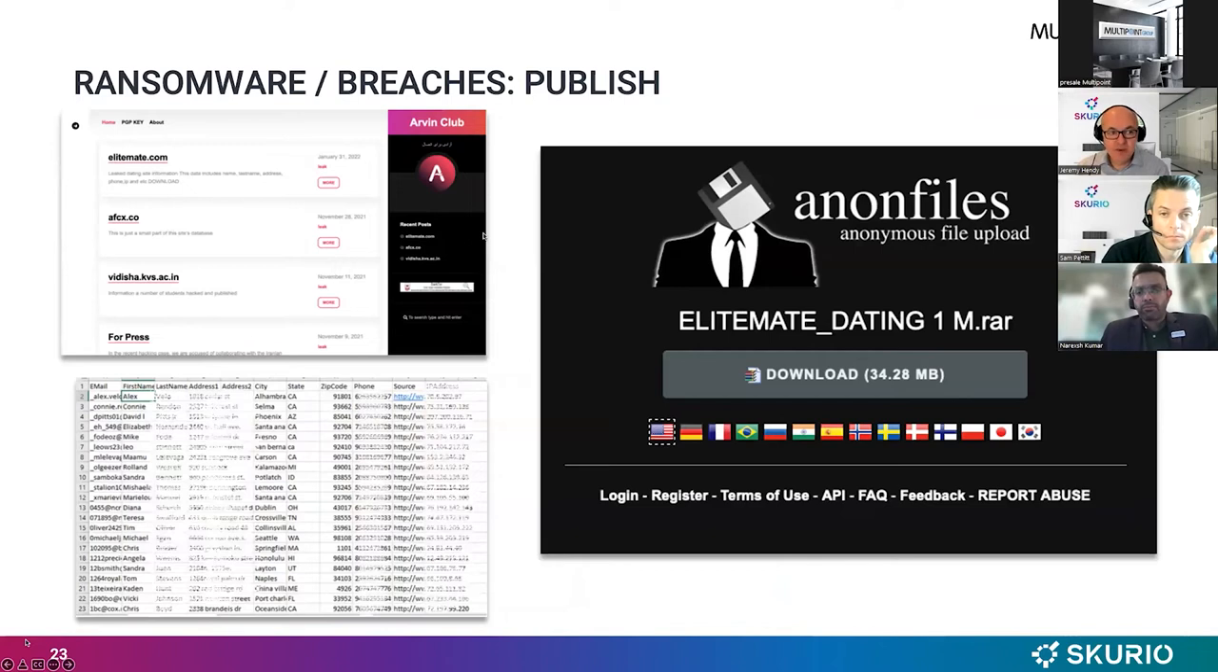And here you see some examples of data that's been published, in this case by another ransomware group. They've published the data for Elite Mate, which is a dating app. They've just published a link to the file, which is on an anonymous file sharing site. You can go and download it for free. And it's a big long list of first name, last name, home address, zip code, email address, password, IP address. All of that customer information is now leaked out there.